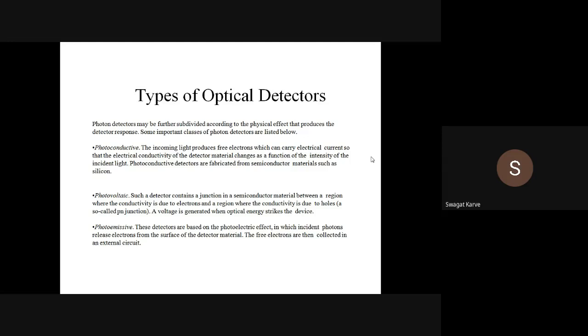Okay, now what are the different types of optical detectors you can have? There are photoconductive types of optical detectors, then photovoltaic types, and photoemissive types of optical detectors. These are the basic three categories of optical detectors that are available in the market. Okay, now what do you mean by photoconductive type? In this photoconductive type, the incoming light produces free electrons which can carry electrical current, so the electrical conductivity of the detector material changes as a function of the intensity of light, right?